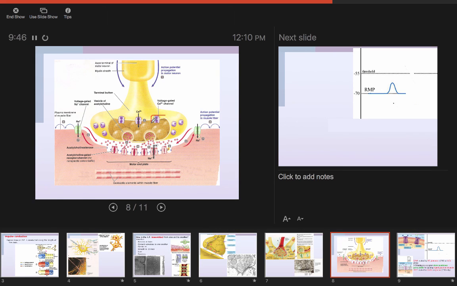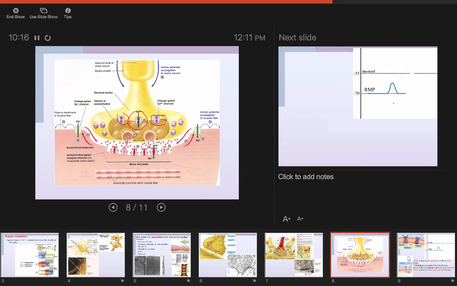Here you can see the voltage-gated calcium channels, which are opened up when the action potential reaches the synaptic knob and calcium enters. You can see that this thing is crammed full of synaptic vesicles. The calcium causes migration, docking, and fusion of the synaptic vesicle, and then it opens up and the neurotransmitter is released via exocytosis.